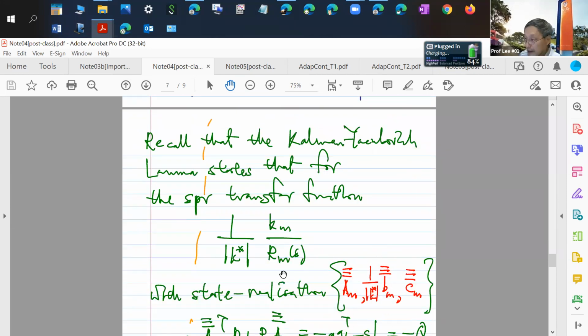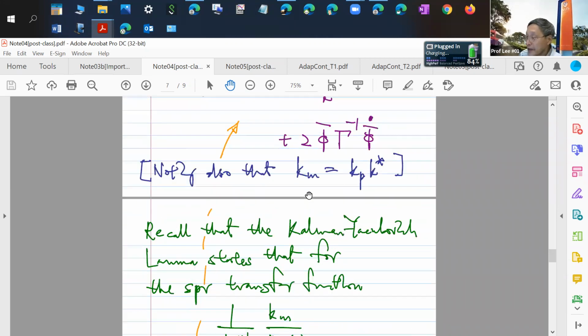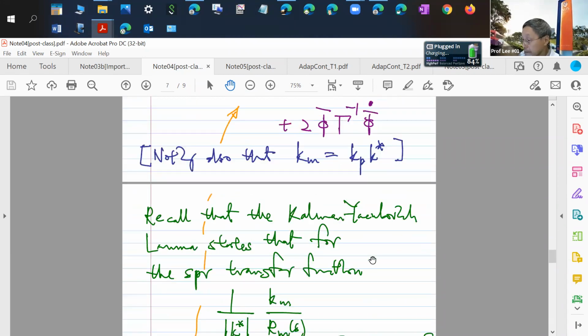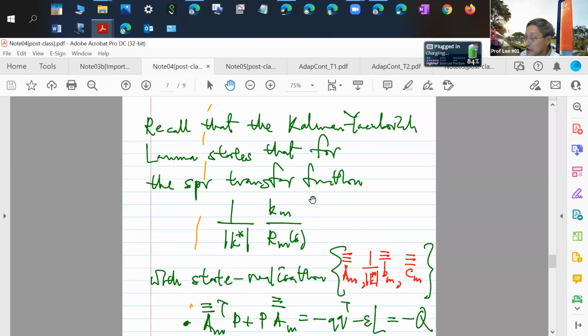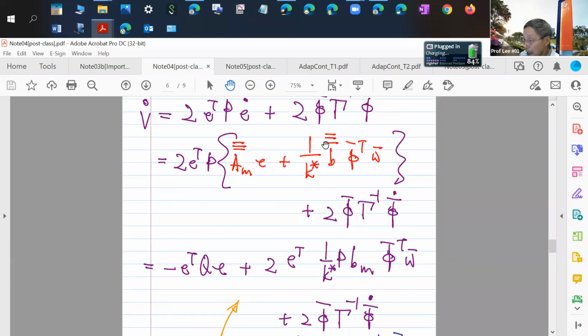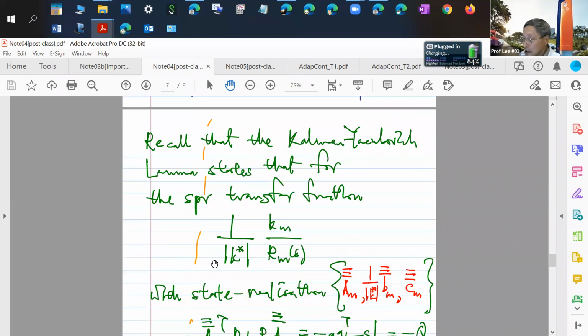So KM over RMS. Because of how the error equations have come out, there's the multiplier down there. Never mind. I will still stay with my reference model, which I have to set up. KM I know. RMS I know, because this is the reference model that I set up. KM over RMS I know. So I set this up completely. Now in my analysis, multiplier 1 over K star comes up. I will take 1 over K star and put it in here.